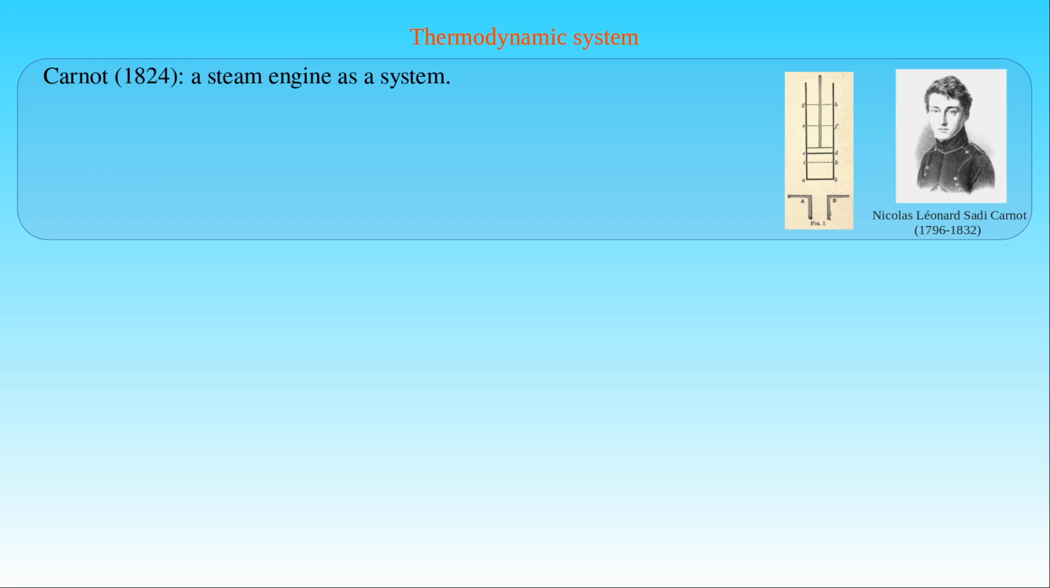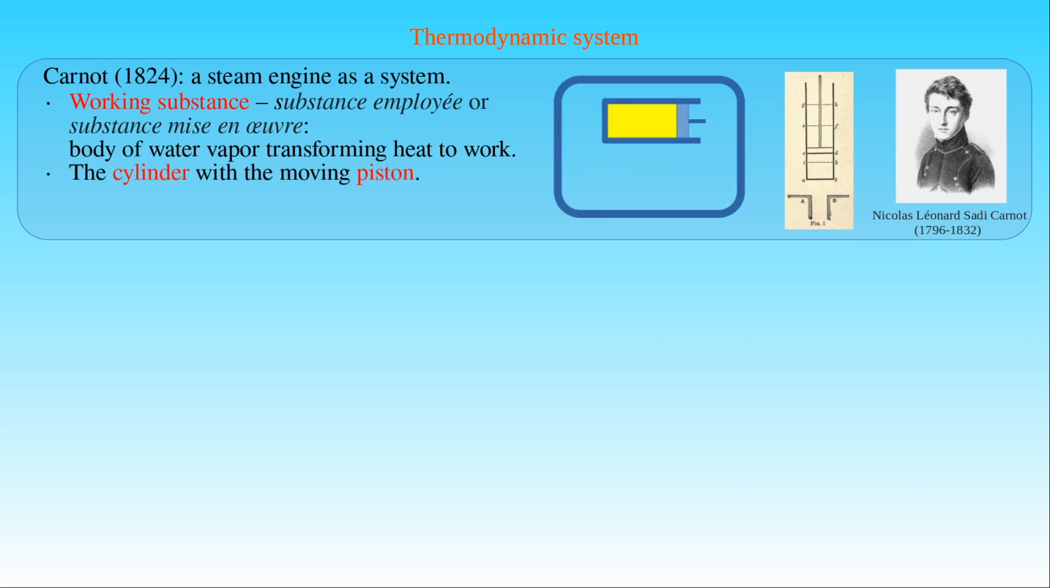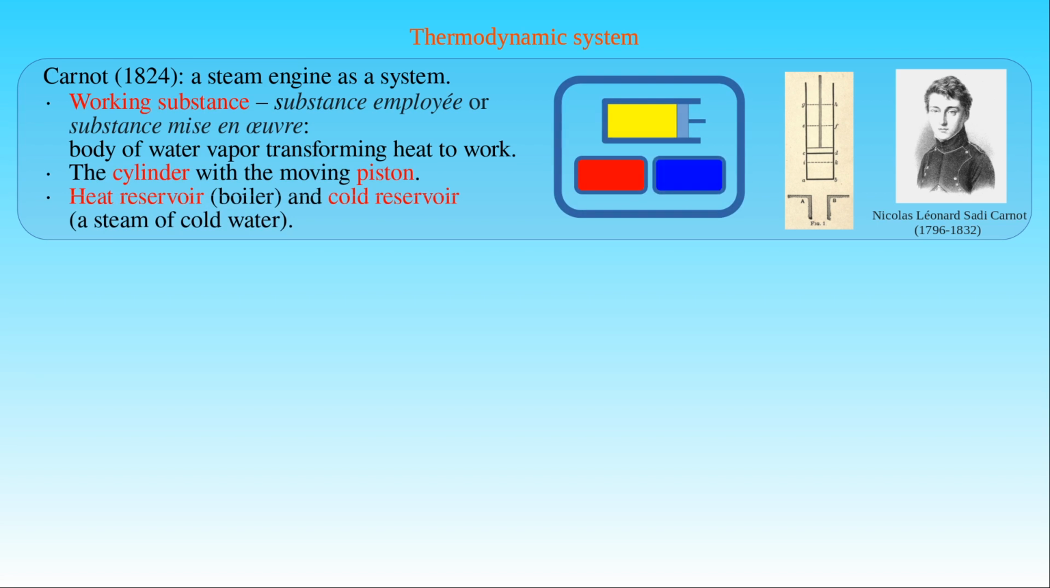In his book published in 1824, Carnot defined a theoretical heat engine shown in the cross-sectional diagram, where the points from A to G denote a cylindrical vessel, the points C and D denote a movable piston, and the capital A and B are bodies of constant temperature. Carnot called the body of water vapor substance employee or substance mise en oeuvre, translated as working substance. The term work indicated that the steam does the mechanical work in the cylinder by moving the piston, which could be put in contact with either a heat reservoir, for example a boiler, or a cold reservoir, for example a stream of cold water. In this context, the working substance, the cylinder with the piston and the reservoirs can be considered as the components of a thermodynamic system.